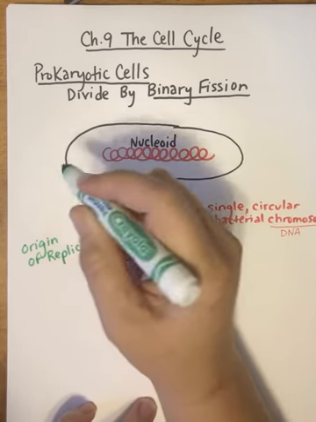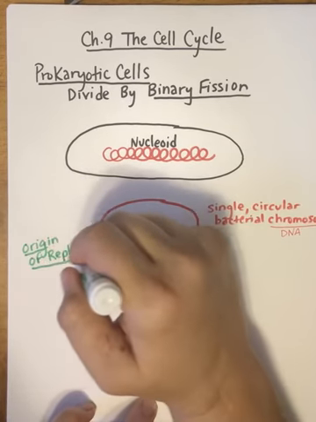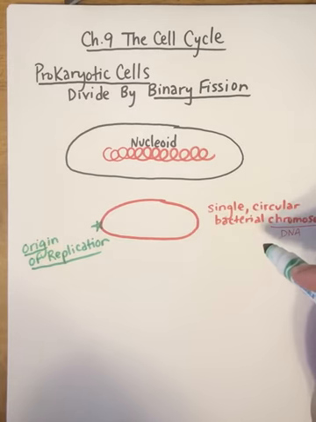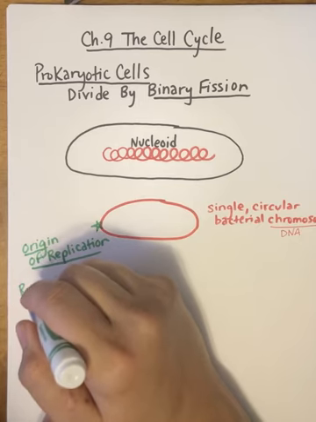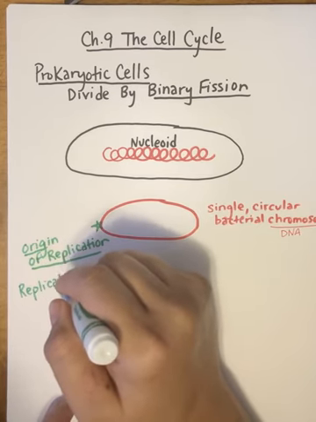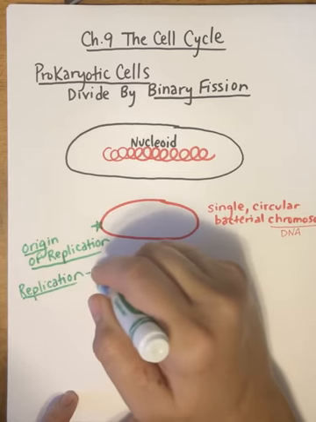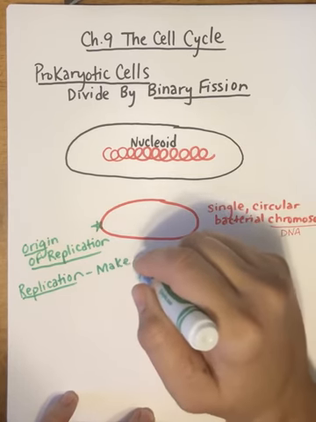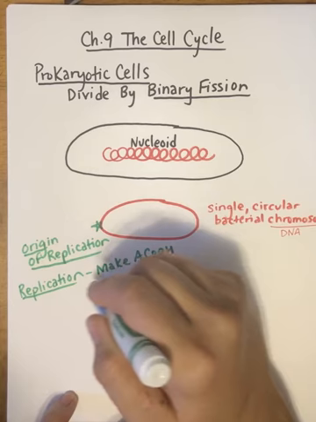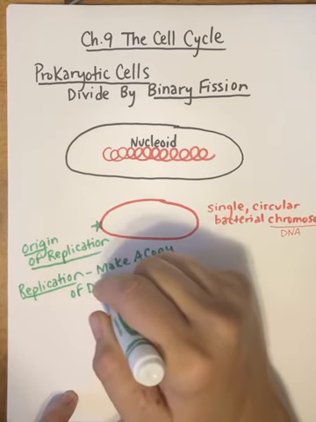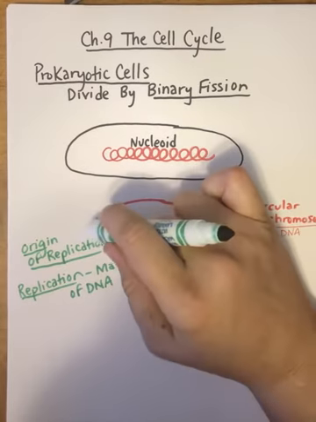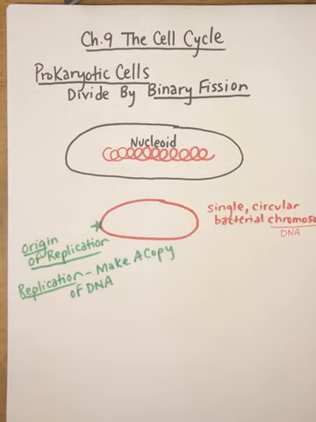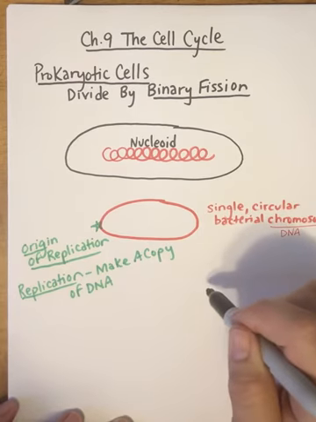When you talk about the origin of replication, this is the part of the chromosome that is going to divide. When you use the word replication, you are going to make a copy of DNA. So the origin of replication is where this is going to be copied. So what this looks like in a bacterial cell is it has to divide.